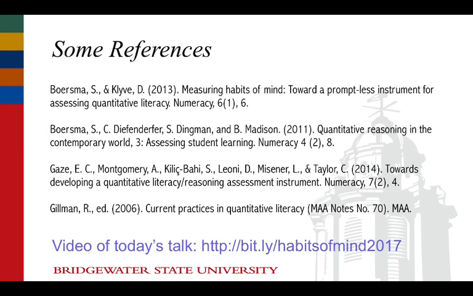And then here are some references. I'm going to post a video of today's talk at this link if you'd like to grab that. These first 3 references all come from the journal Numeracy, which is the journal of the National Numeracy Network. It is an open access peer-reviewed journal, so it's great reading. Most of what the field knows about quantitative reasoning since about 2004 or 5 can be found somewhere in the Annals of Numeracy, so do browse it.